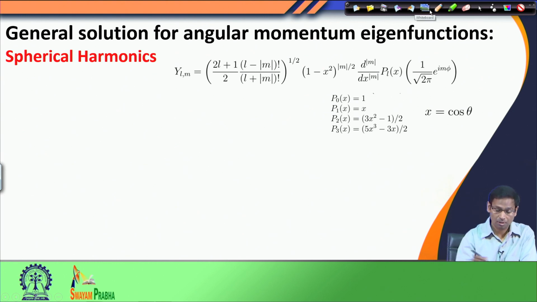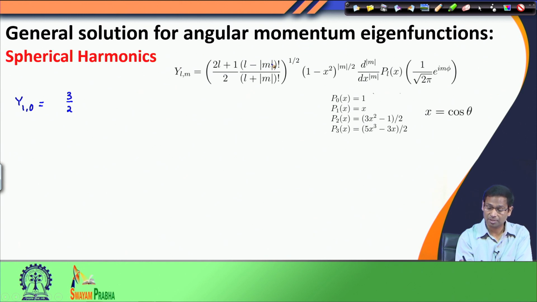We will take one more example where we will say for Y 1 0, where L is 1, m is 0. In that case, what happens to 2L plus 1? L is 1, so therefore 3 by 2. L is 1, m is 0, so this is 1 minus 0 factorial, 1 and 1. So, this simply remains 3 by 2. 1 minus x square, this is sine square theta raised to the power m by 2, m is 0. So, therefore, this term will not contribute anything. Now, we will look at this differentiation. This is differentiation 0 times, so its effect is 1.